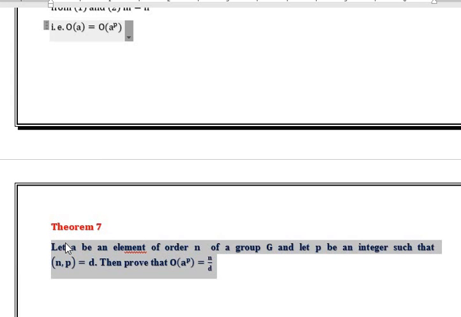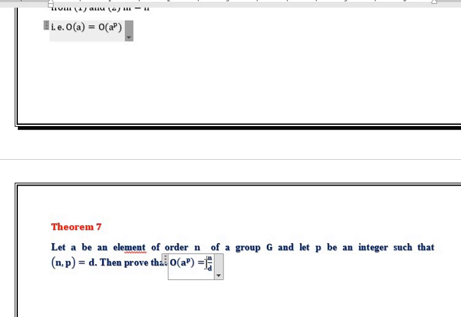Now theorem 7. Statement. Let a be an element of order n of a group G and let p be an integer such that gcd(n, p) is equal to d. Then prove that order of a^p is equal to n by d.